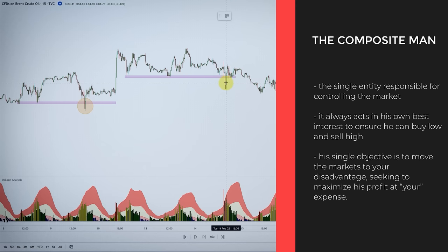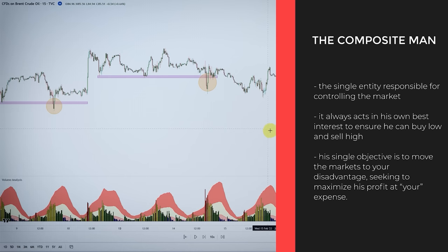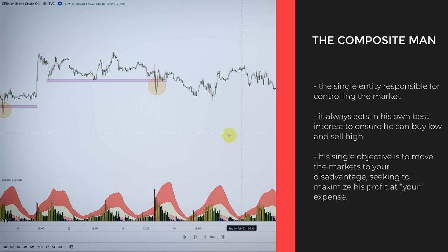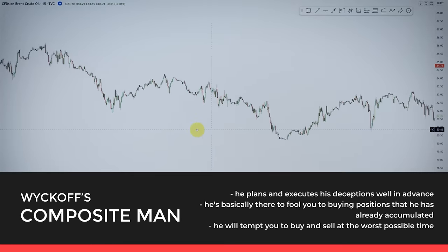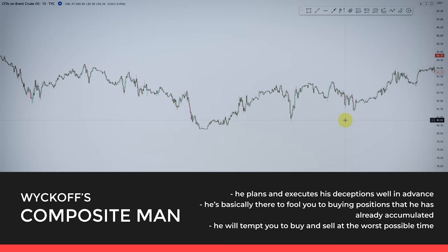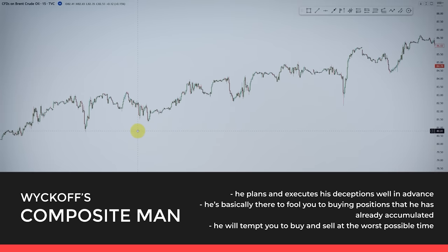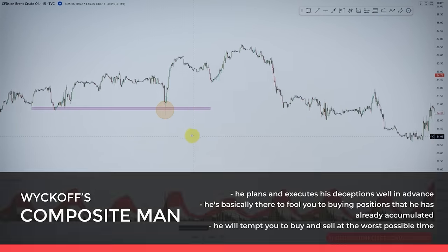His single objective is to move the markets to your disadvantage, seeking to maximize his profit at your expense. And he plans and executes his deceptions well in advance. He's basically there to fool you into buying positions that he has already accumulated. He will tempt you to buy and sell at the worst possible time. And it makes a lot of sense.